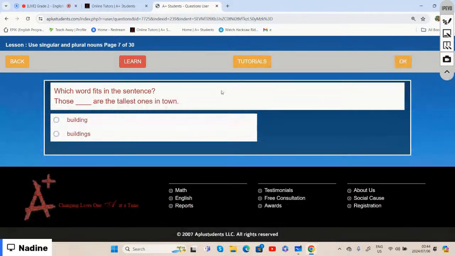All right. Those, do we say those building are the tallest ones in town, or do we say those buildings are the tallest ones in town? Which one is correct? Which one fits in the sentence?